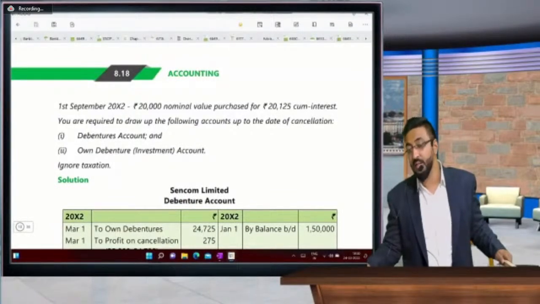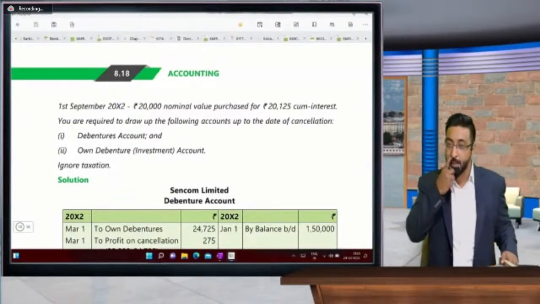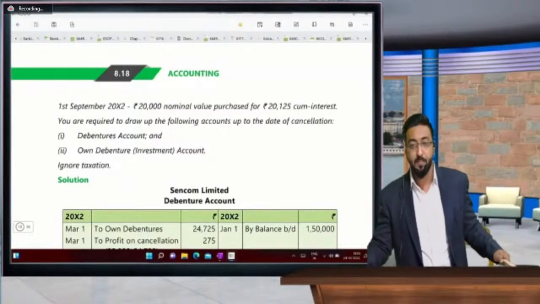Yesterday we have seen the chapter redemption of debentures. Before starting this chapter, as usual, our basic rules of accounts. Traditional approach: debit the debtor, credit the creditor, debit the receiver, credit the giver. Debtor becomes giver, creditor becomes receiver. Real account: debit what comes in, credit what goes out. Nominal account: debit all expenses and losses, credit all incomes and gains.